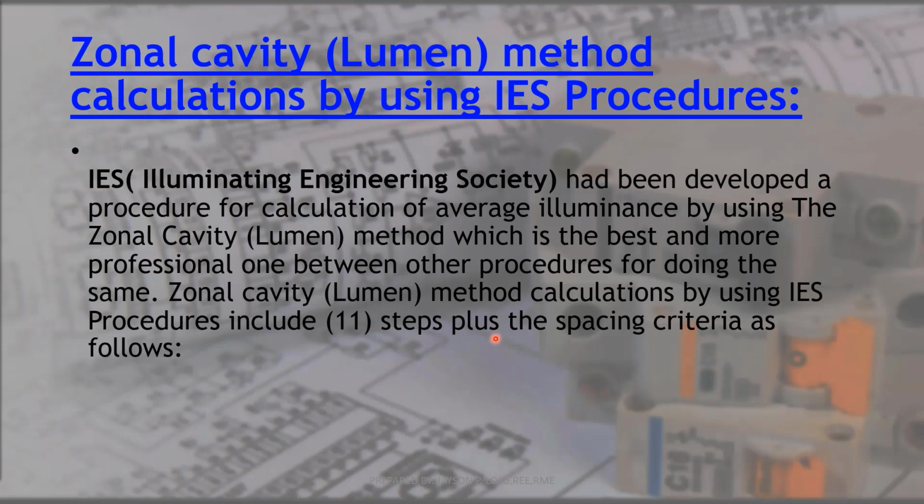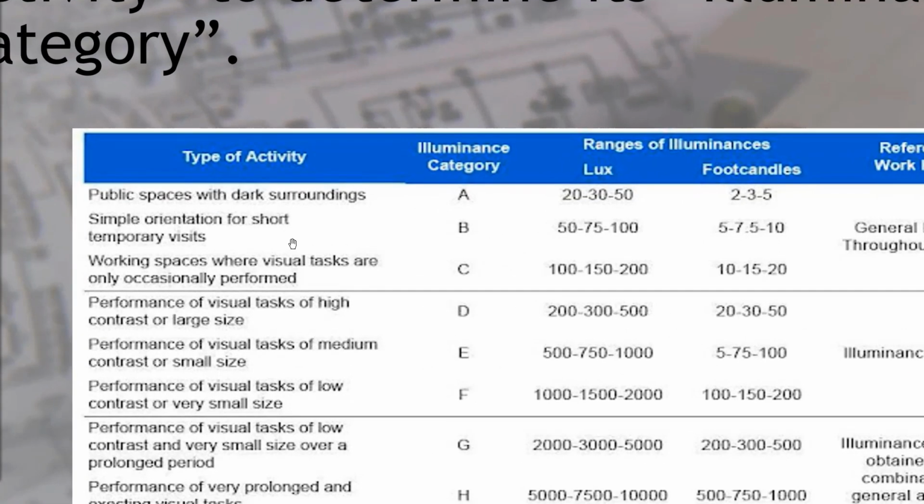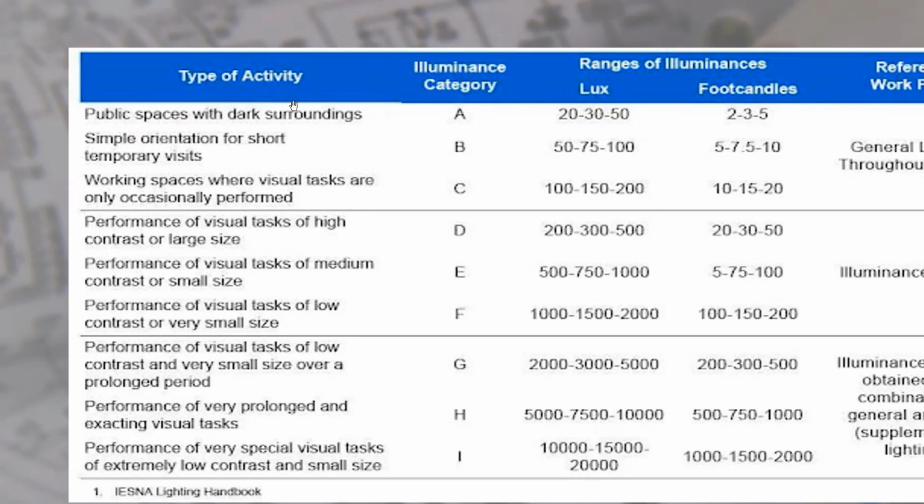Now we will proceed to step 1. Step 1, we will determine the generic type of activity, to determine its illuminance category. So we have type of activity, public spaces with dark surroundings. So this part is we have the illuminance category from A, B to C. Then the performance of visual tasks of high is D, E, F. So from high, medium, and low.